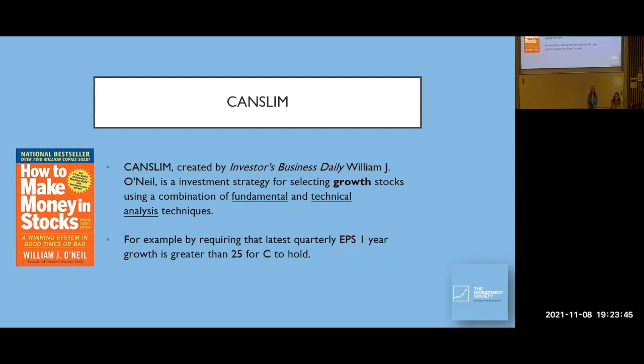So CANSLIM analysis. This is one particular method of analysis. So we'll be going into what does CANSLIM stand for, but in particular, it was created by William J. O'Neill, and he was the founder of Investors Business Daily, which is basically the Financial Times, but a while ago. It is a great method for investing, but it is also better if you use it in conjunction with other things.